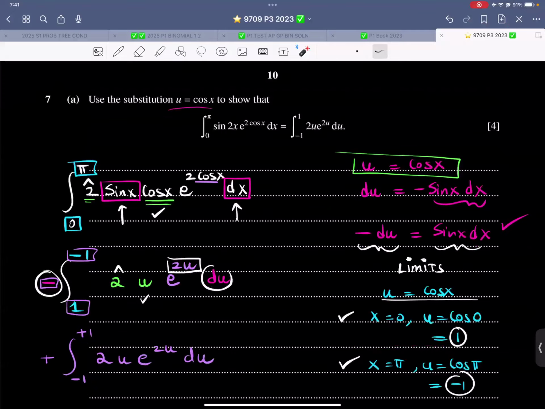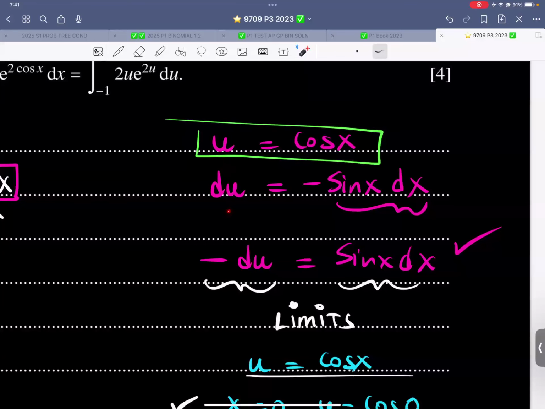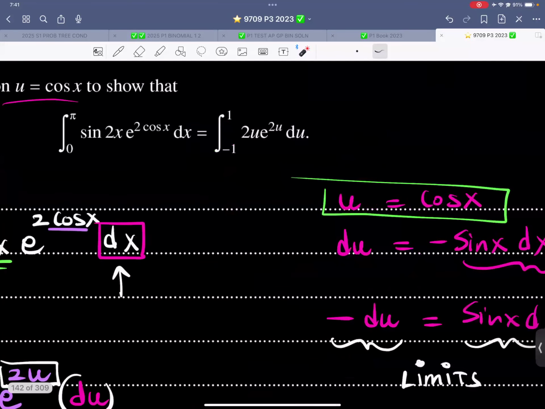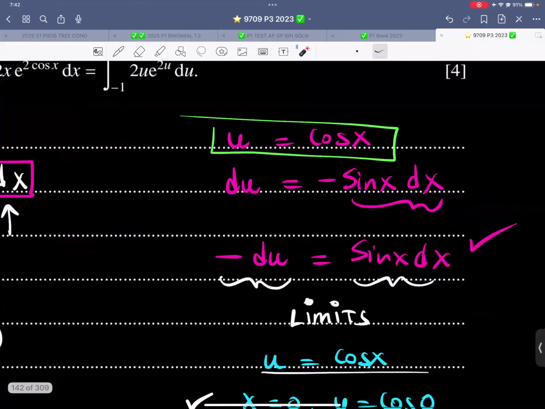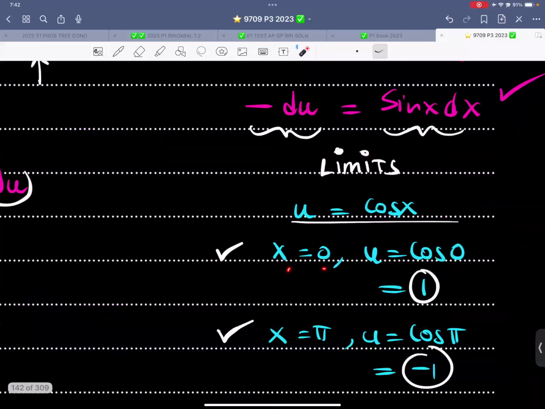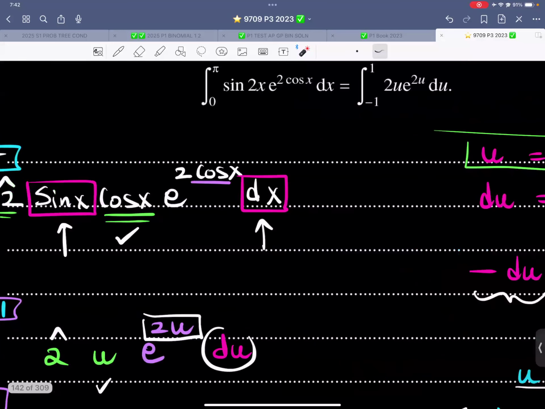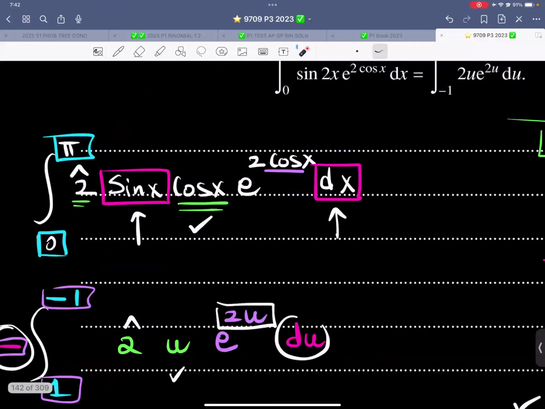Now, first of all, u is cos x. Just focus on this side. u is cos x, du is negative sine x dx. If I have sine x dx, actually this is sine 2x. Right now I have sine x dx, that is negative du. Limits 0 and pi. When x is 0, u is cos of 0, which is 1. When x is pi, u is cos of pi, which is negative 1. So lower limit is 1, upper limit is negative 1, and that will change later on.